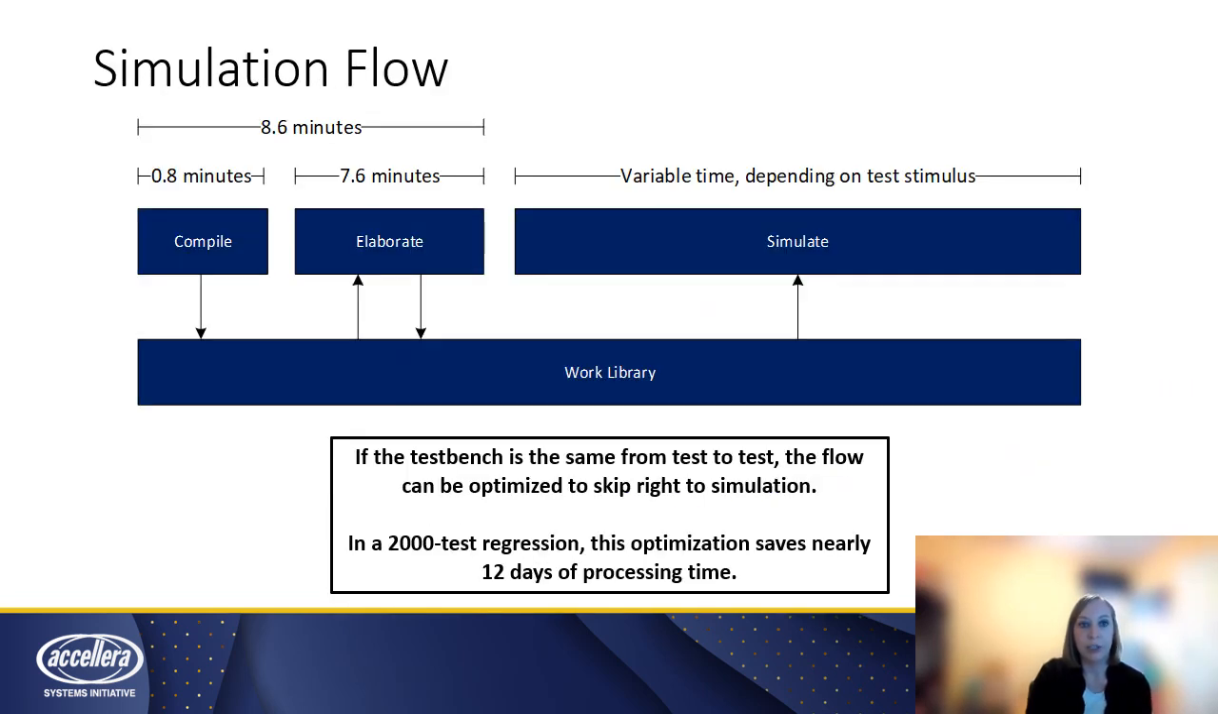This annotated simulation flow shows the impact of the static test bench configuration and separate work library. In the benchmark I performed, I found that these tests were taking on average 0.8 minutes to compile and 7.6 minutes to elaborate. By not leveraging the dynamic configuration power of UVM, we weren't able to optimize this flow. Had we been able to compile and elaborate once and then use the elaboration snapshot to jump straight to simulation, we could have saved nearly 12 days of processing time over our 2000 test regression.